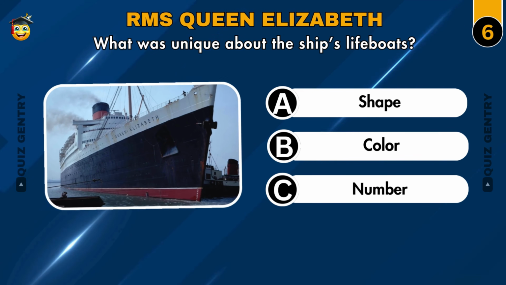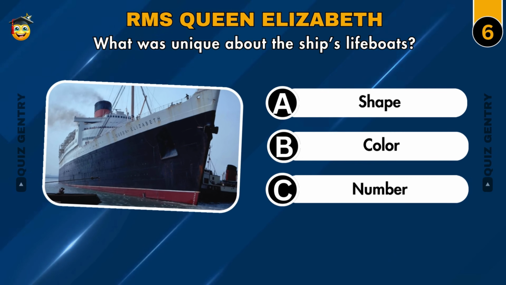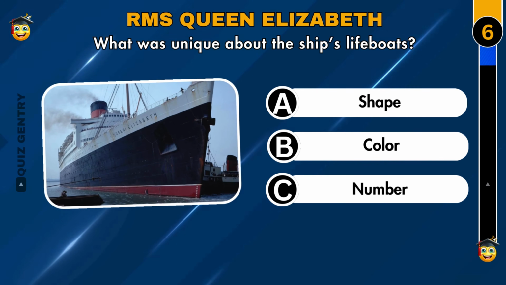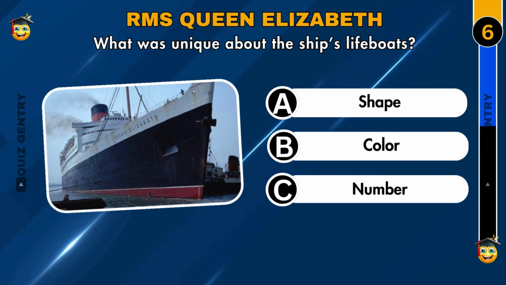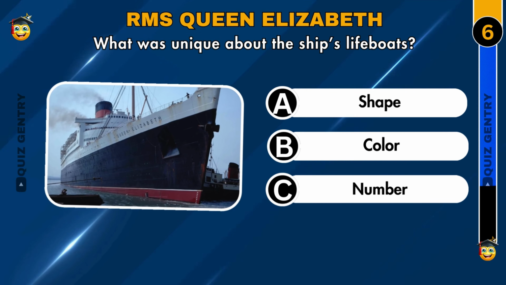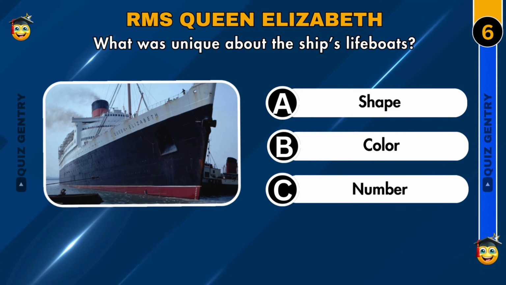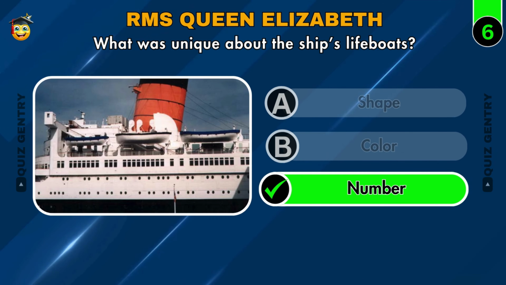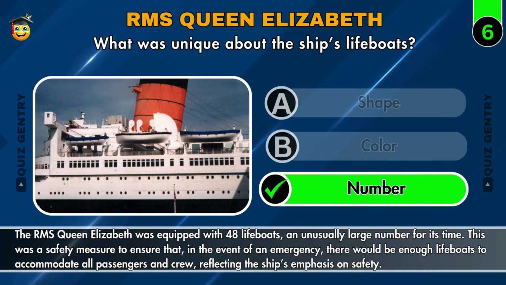What was unique about the ship's lifeboats? Was it the shape, color, or number? Number. The RMS Queen Elizabeth was equipped with 48 lifeboats, an unusually large number for its time. This was a safety measure to ensure that, in the event of an emergency, there would be enough lifeboats to accommodate all passengers and crew, reflecting the ship's emphasis on safety.